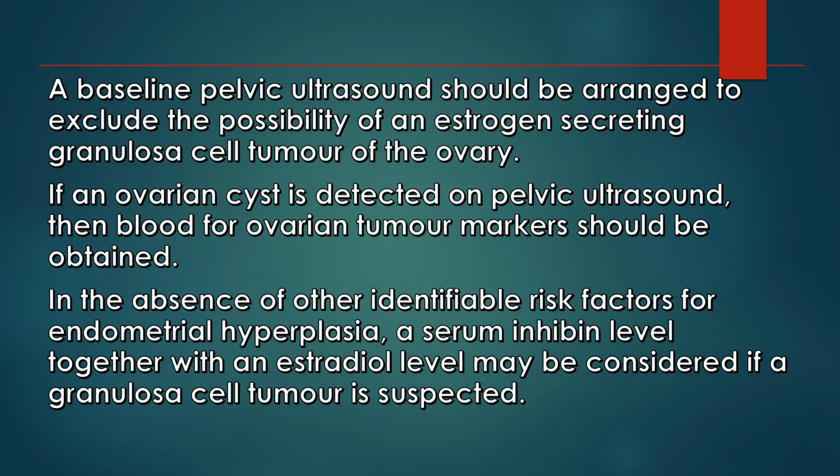A baseline pelvic ultrasound should be arranged to exclude the possibility of an estrogen-secreting granulosa cell tumor of the ovary. If an ovarian cyst is detected on pelvic ultrasound, then blood for ovarian tumor markers should be obtained. In the absence of other identifiable risk factors for endometrial hyperplasia, a serum inhibin level together with an estradiol level may be considered if a granulosa cell tumor is suspected.